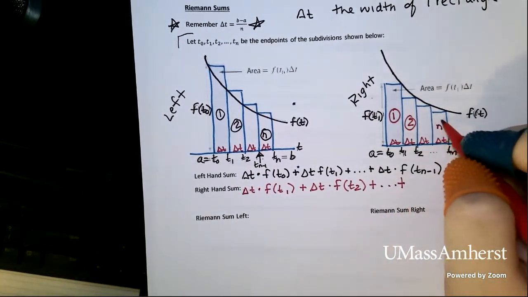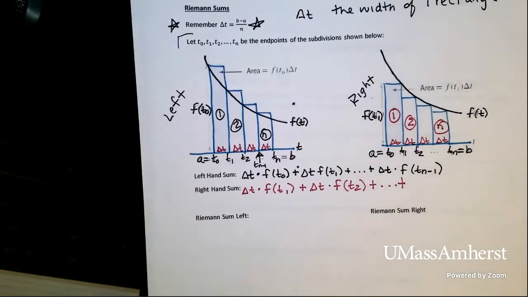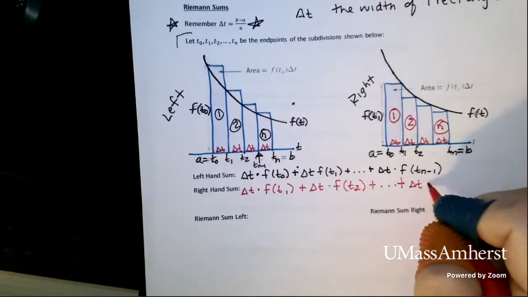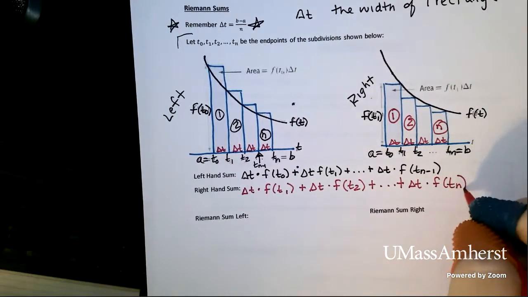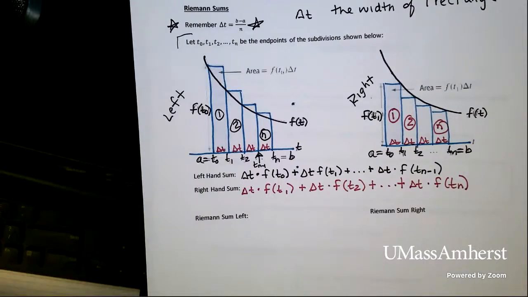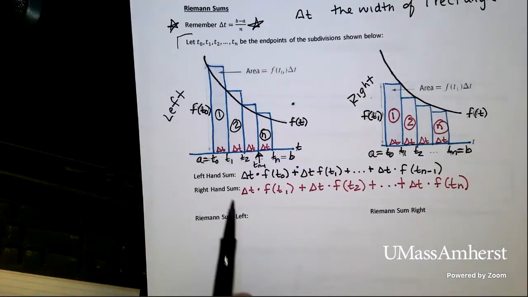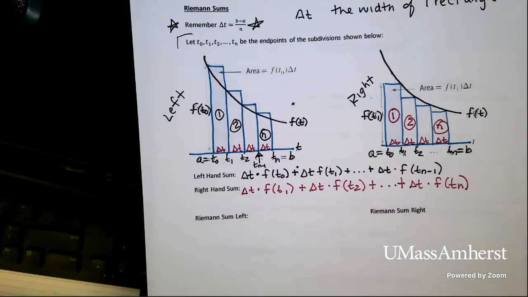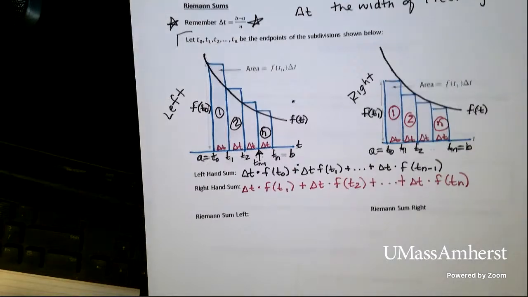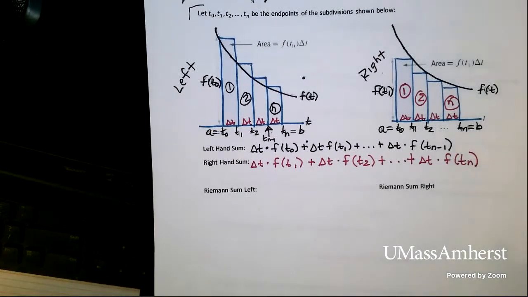We jump to the last one, which we're calling the nth rectangle, and we have delta t times f of t sub n. Okay, so this in itself is already a representation of how we can write this generically. However, as you can imagine, if we had 100 rectangles underneath a curve, we don't want to write out 100 terms, right? If we have 4 rectangles, it's not so bad. But the more rectangles you fit in, the more complicated it gets. So we do have a way to notate this using what's called summation notation.